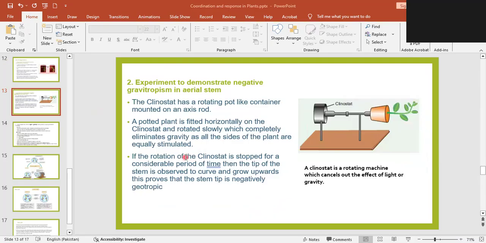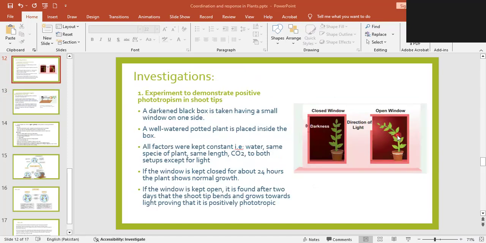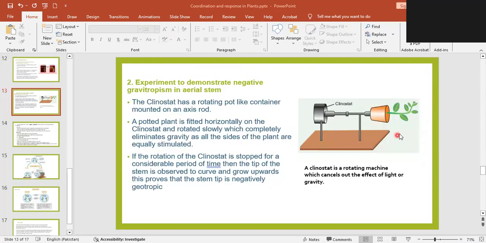This is one investigation. Our second investigation is an experiment to demonstrate negative gravitropism in the aerial stem. First, we have studied the positive phototropism in the stem. Now we are studying the negative gravitropism in the stem. Why do you think the stem will grow towards the gravity, or will it grow towards the sun? Let's discuss that. We have taken an apparatus. You can see this apparatus. This is known as a clinostat. It's a rotating machine which cancels out the effect of light and gravity.